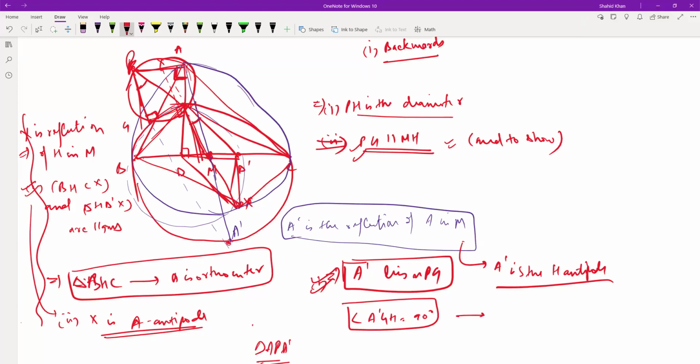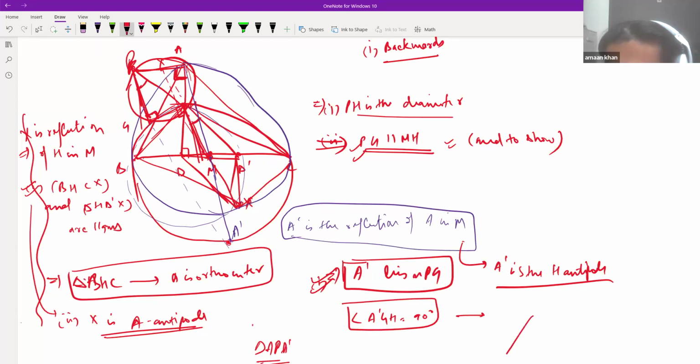Can you repeat? So M was the midpoint of A dash, right? By the definition. Yeah, and you need to show MH is parallel to PG. So MH needs to be the midline in this triangle A dash P, because M is the midpoint. I didn't get what you meant by midline.